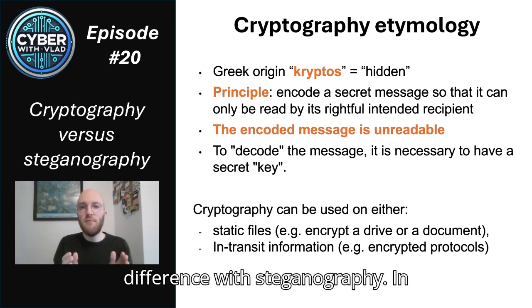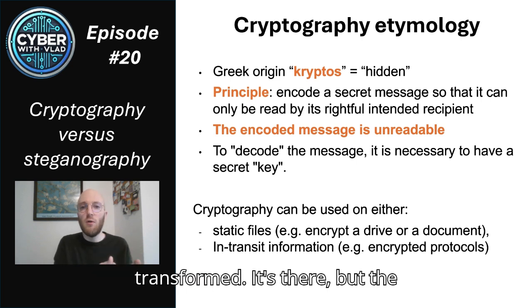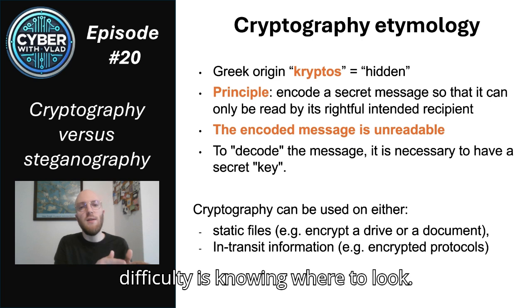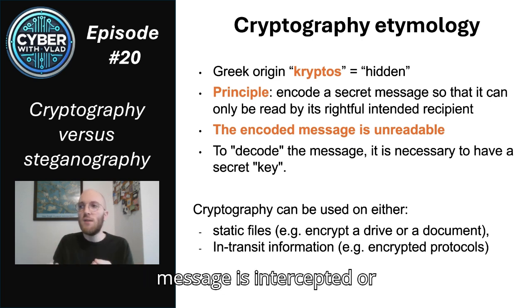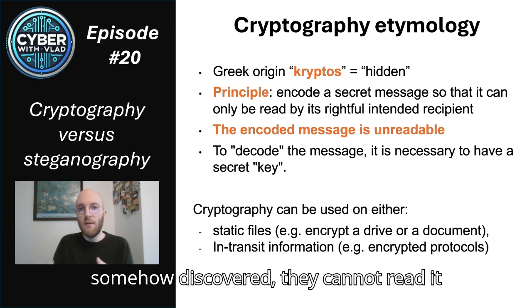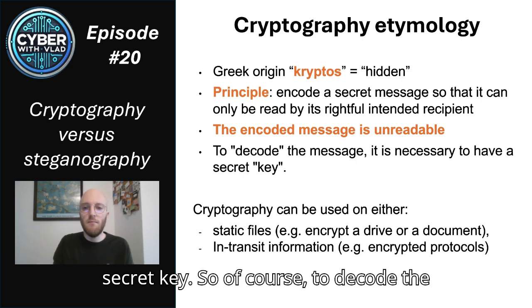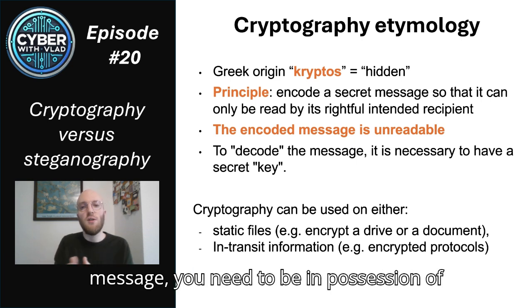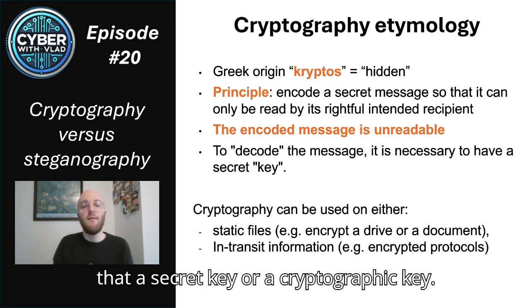And that's the main difference with steganography. In steganography, the message is not really transformed. It's there, but the difficulty is knowing where to look. Whereas in cryptography, even if your message is intercepted or somehow discovered, they cannot read it because the message is encoded with a secret key. So, of course, to decode the message, you need to be in possession of a certain artifact. In this case, we call that a secret key or a cryptographic key.